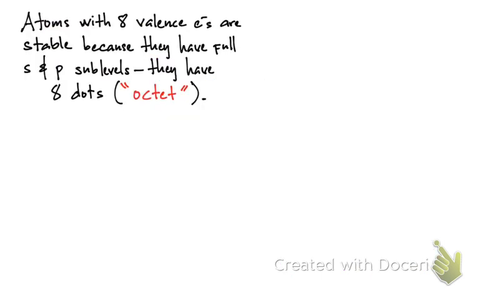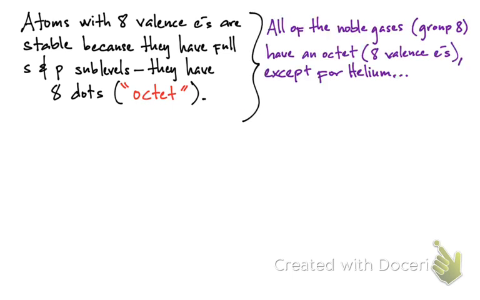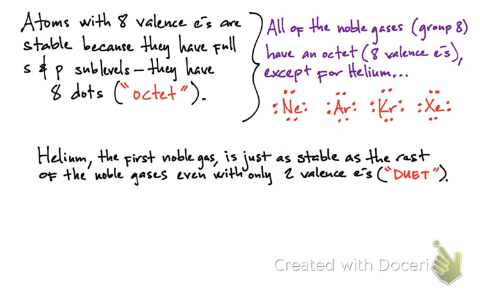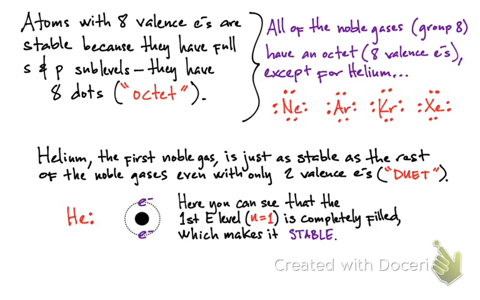You've also learned in the past that atoms with 8 valence electrons are stable because they are said to have a complete octet. They follow the octet rule. All of the noble gases are considered stable. They all have a complete octet except for helium, which has a duet, meaning 2 valence electrons. As you can see here, helium has its first energy level completely filled, which makes the atom stable.